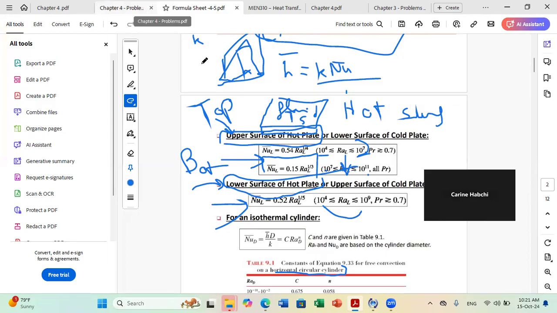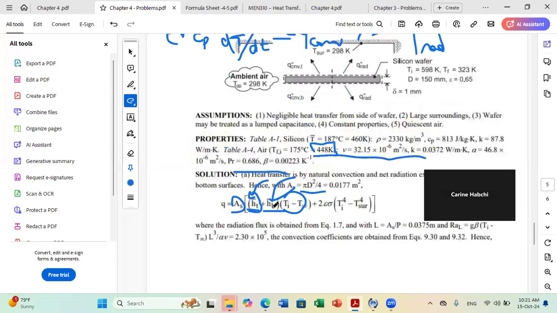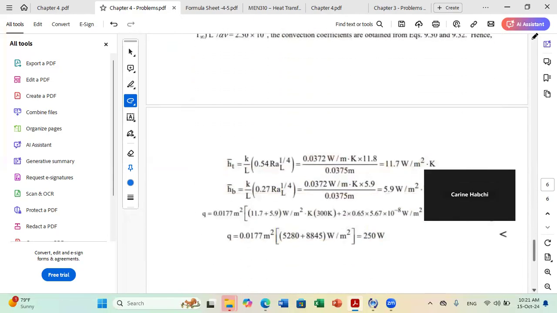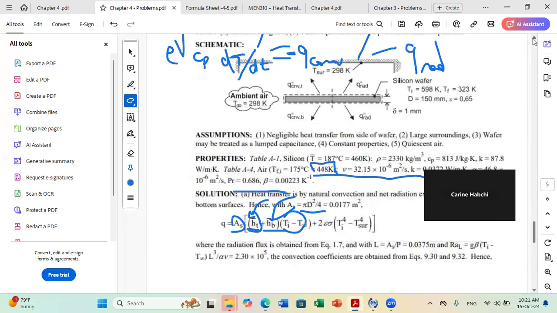Rayleigh will be the same for top and bottom. Why? Because the characteristic length is the same, and all properties of air at film temperatures are the same. So there is one Rayleigh number, but two Nusselt, okay? So if I evaluate Rayleigh number, Rayleigh number is equal to g beta (T initial minus T infinity) L cubed over alpha nu. It's 2.3 times 10 to the power 5.